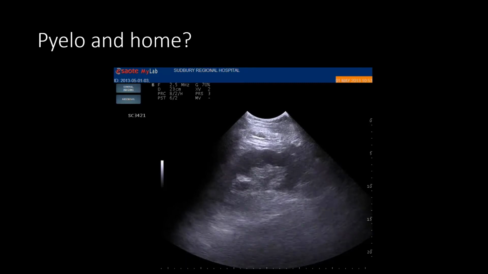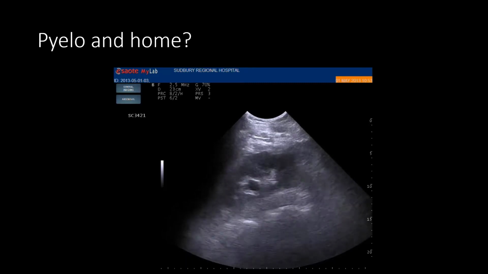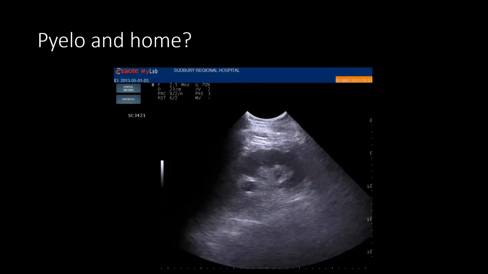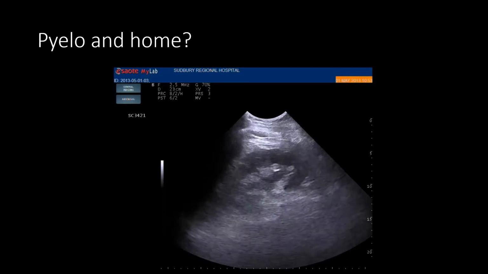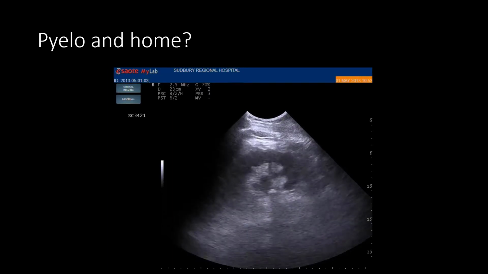So, obvious hydro. This totally changed management. Instead of sending her home on PO antibiotics only to bounce back in the next couple of days, she gets admitted for definitive management of her stone and secondary pyelo. I've seen quite a number of cases like this over the years, a couple of whom became frankly septic a few hours after I admitted them.